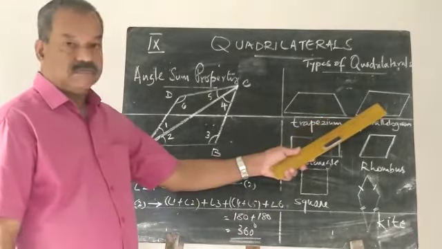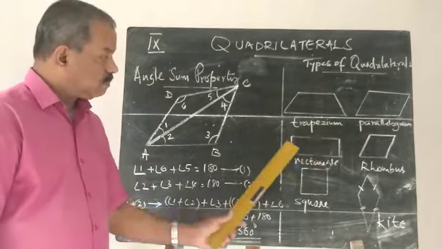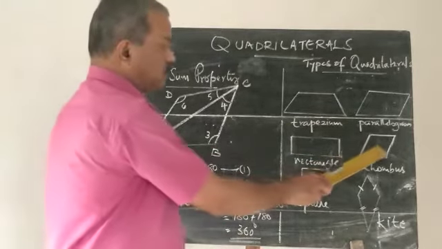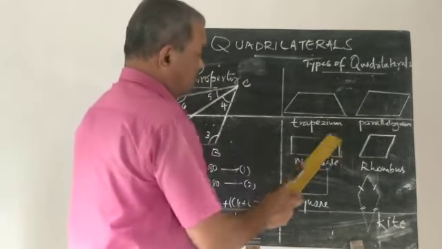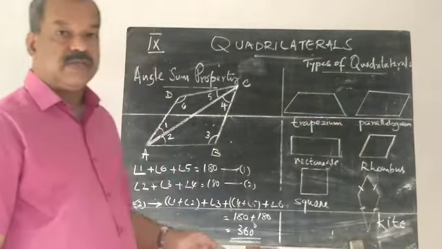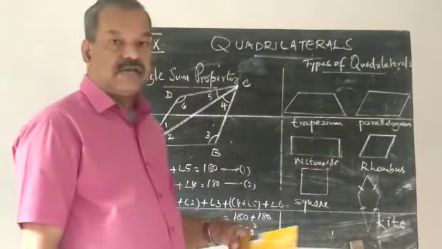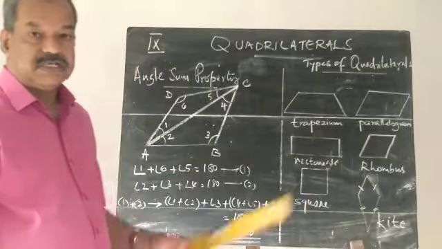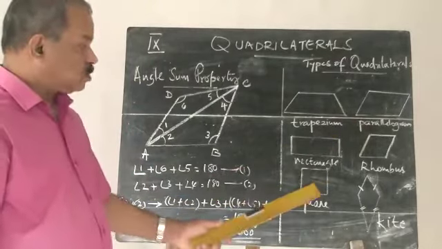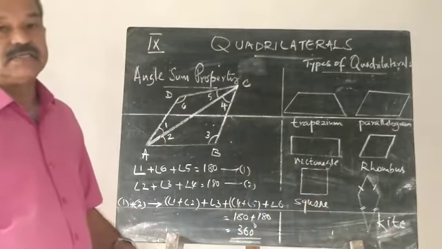Okay, what is a parallelogram? Both pairs of opposite sides are parallel. Here, both the pairs of opposite sides are parallel. Here also the same. So, a rectangle is a special type of parallelogram. In a parallelogram, the angles need not be right angles. But a rectangle is a parallelogram with each angle 90 degrees. A rhombus is a parallelogram with all the sides equal. A square is also a parallelogram with all sides equal as well as each angle a right angle.